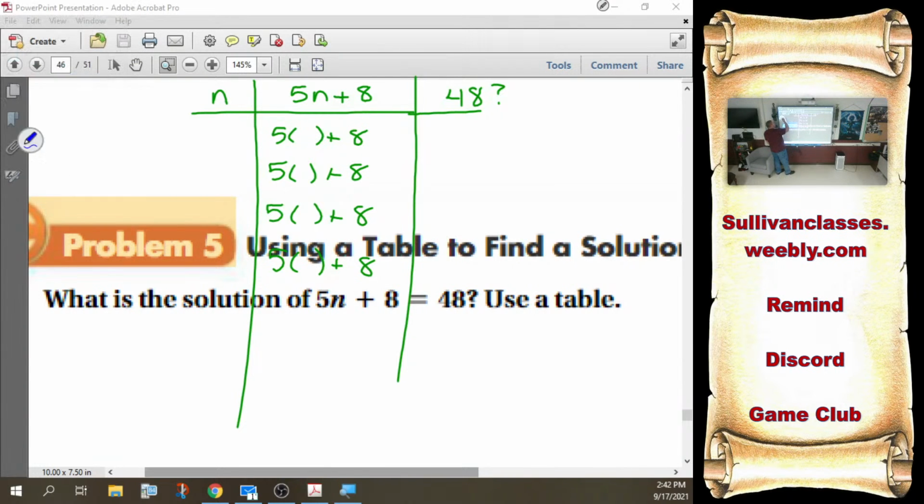I'm going to guess, I don't know, 5. 5 by 5 is? 25 plus 8 is? 33. No, too low. Fire again. 10. 50 plus 8. Too high. And you just keep in between there. And try 7. 35 plus 8.